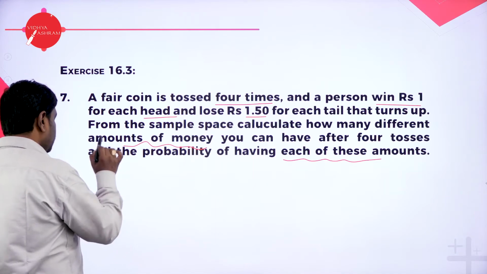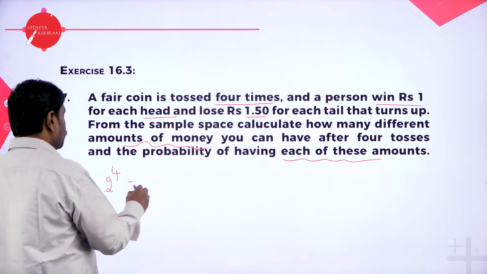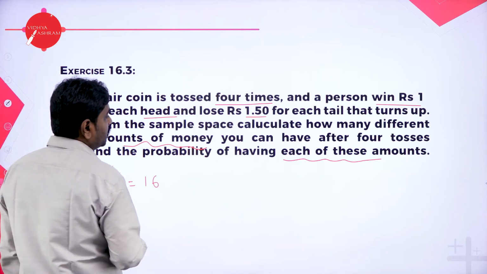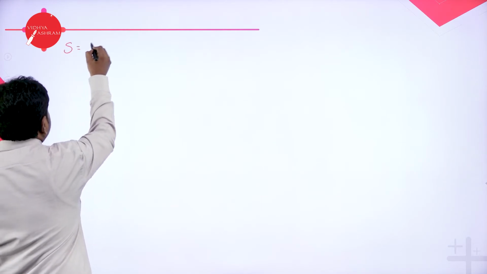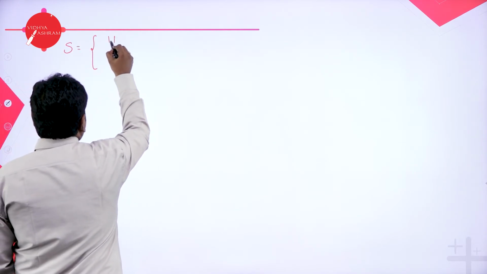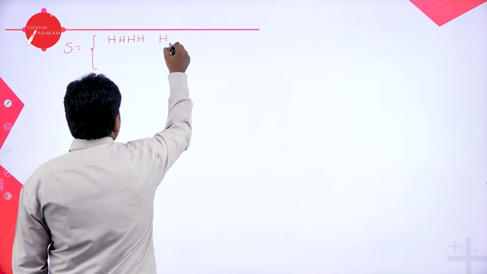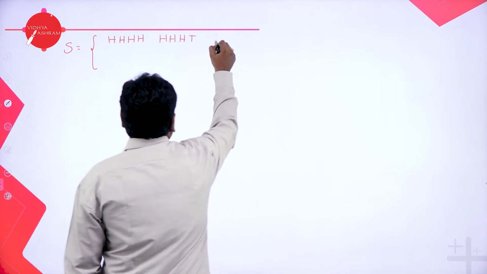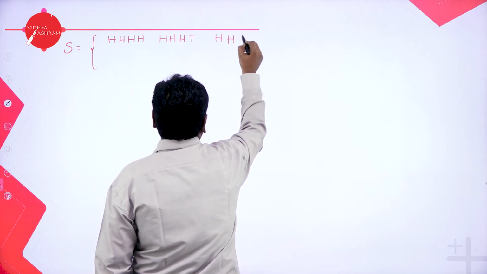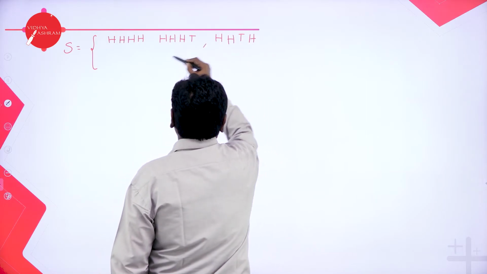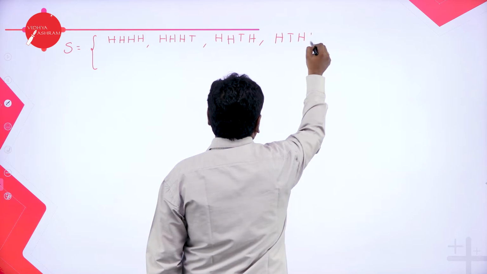When you toss a coin, we'll have 2 outputs. But when you toss 4 coins, we'll have 2 power 4 outputs. 2 power 4 is 16 outputs. What are the 16 possible outputs? So I'll write the sample space, 16 possible outputs. You may get all 4 heads, or you may get any one tail: H, H, H, T, H, H, T, H, and so on, 1, 2, 3, and second one tail and remaining all heads.